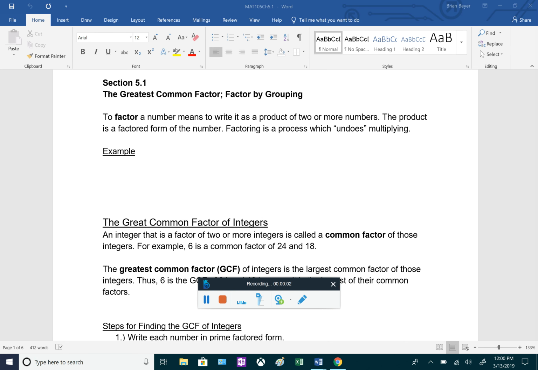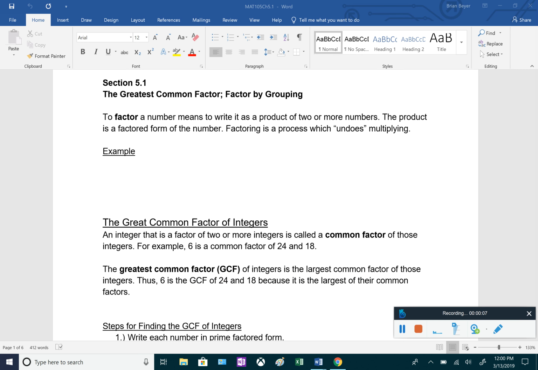Chapter 5.1 is going to be the greatest common factor and factor by grouping. So now we're going to be getting into factoring. This section is super important going forward. So, greatest common factor and factor by grouping.